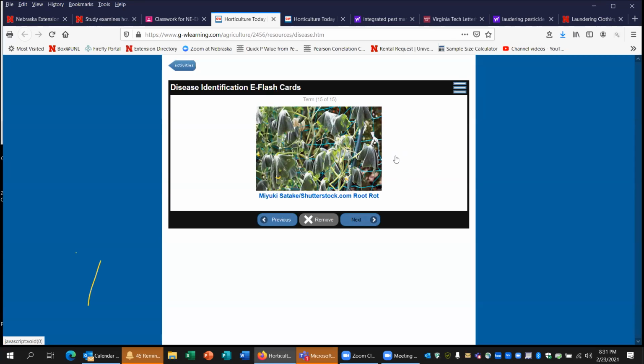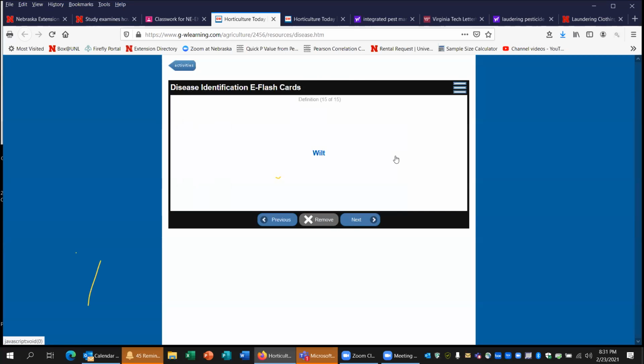And then this one. Yep, that's a wilt, which can be caused by squash bugs that, as they feed, are transmitting the toxin that causes the wilt, or it could be a soil-borne wilt. We have some soil-borne wilts such as Fusarium that are bad. And Verticillium is another one that's in the soil.